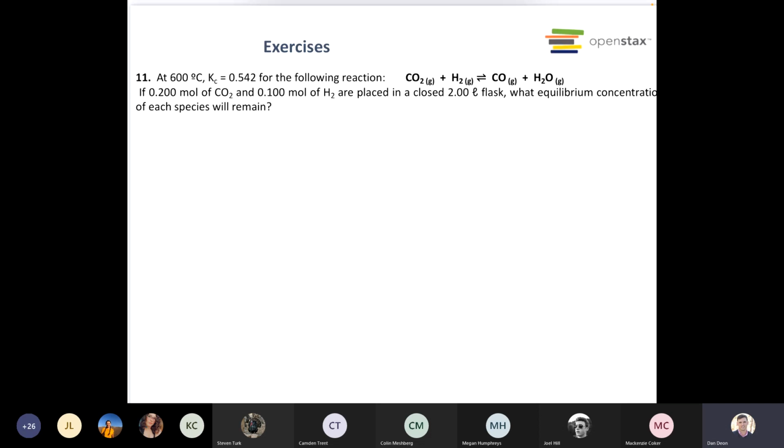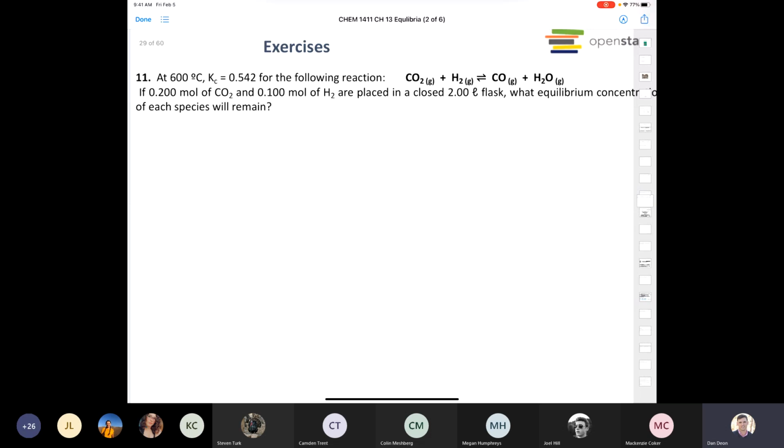So let's take a look at the problem. It says it's 600 Kelvin. Kc is equal to 0.542 for this reaction. So we're even given the Kc. But it says if 0.200 moles of carbon dioxide and 0.100 moles of hydrogen are put in a 2-liter flask, what is the equilibrium concentration of each species? Okay, so you know the Kc, but they're telling you that you start with this much, then you let the reaction come to equilibrium, and then it asks what's the concentration of everything.